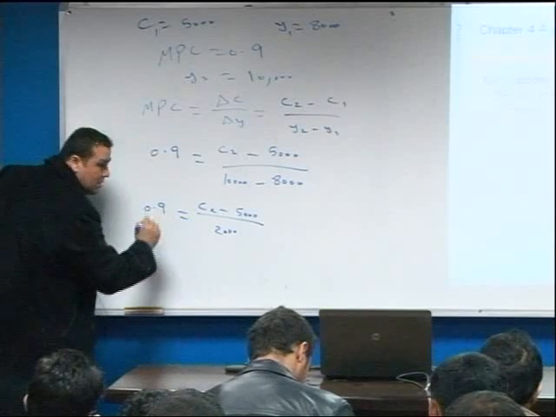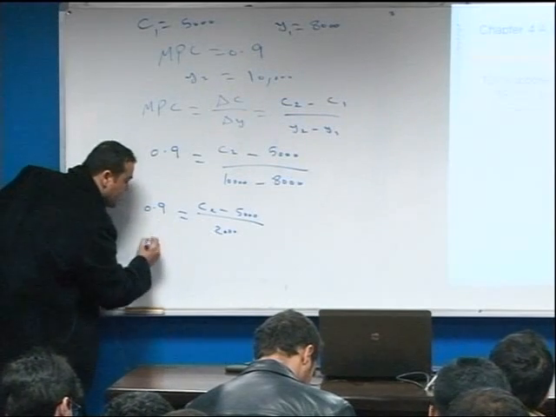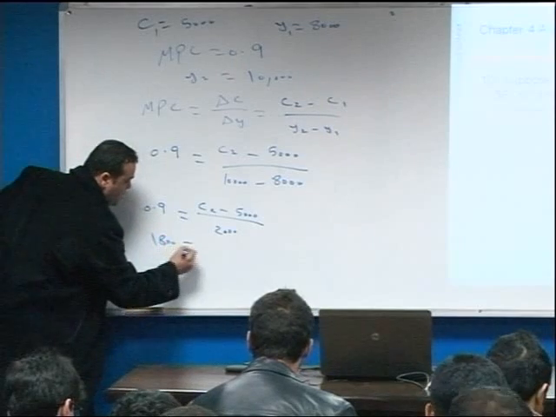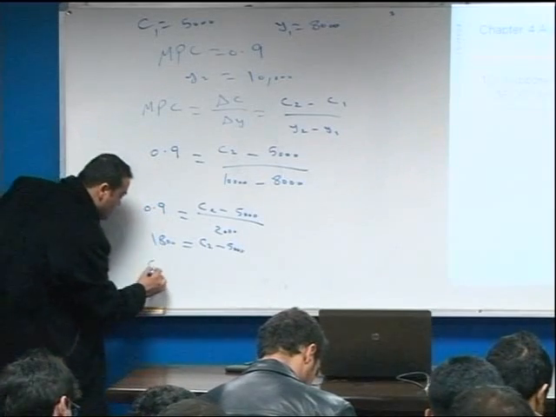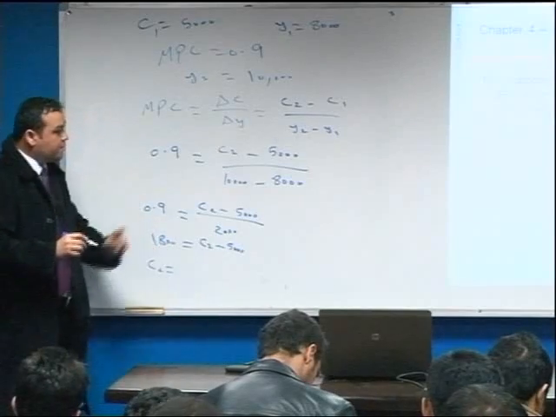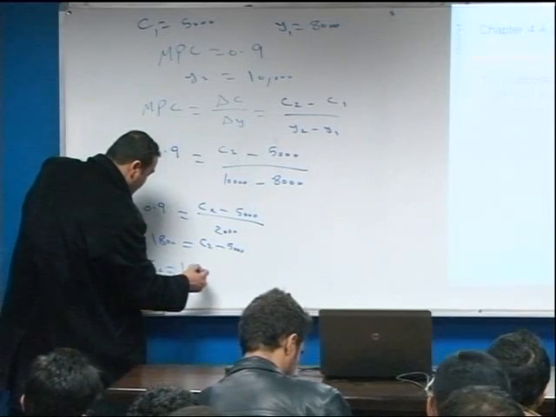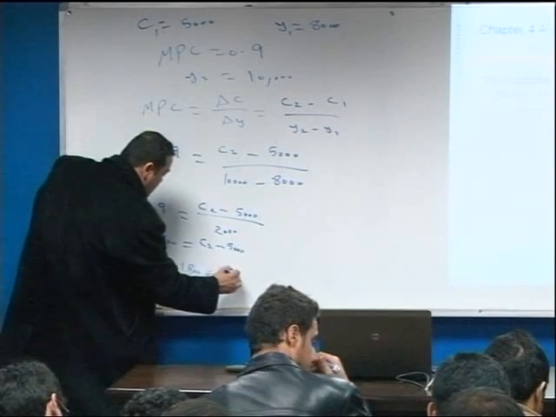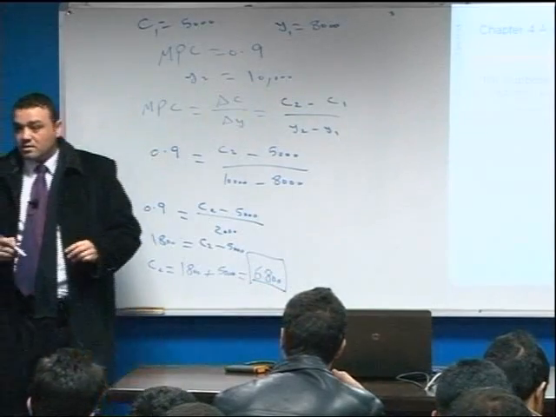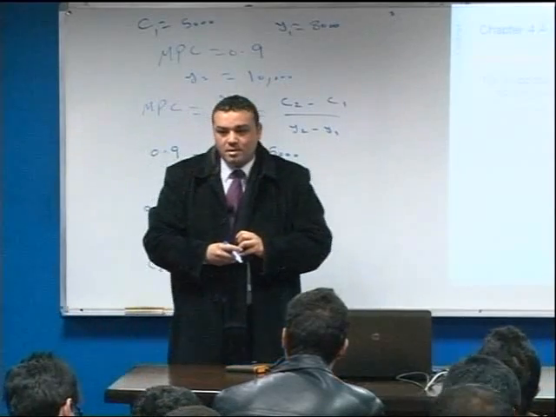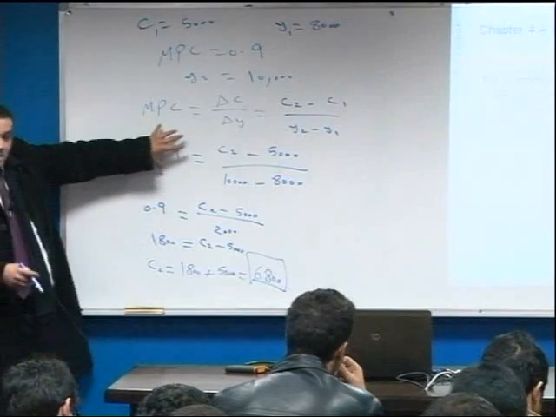So cross-multiplying, how much is 0.9 times 2,000? 1,800 equals C2 minus $5,000. So C2 equals 1,800 plus $5,000, which equals $6,800. Right? Who has a problem? Okay, is it clear?